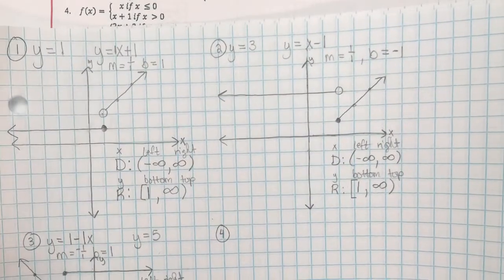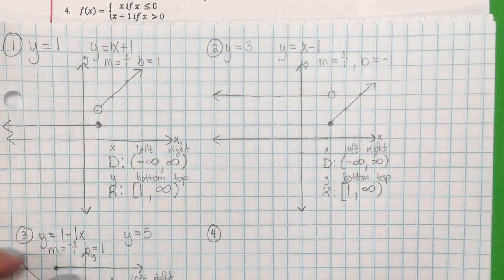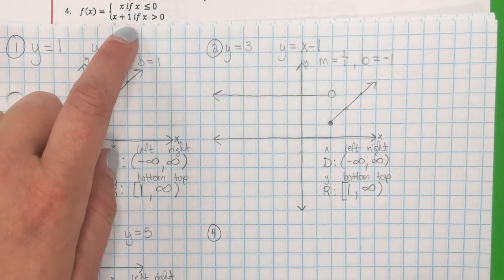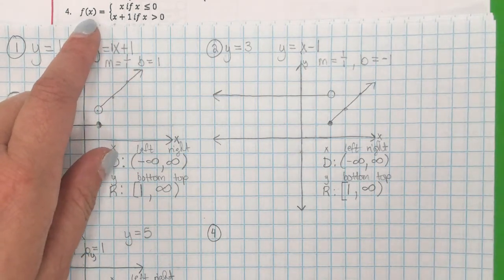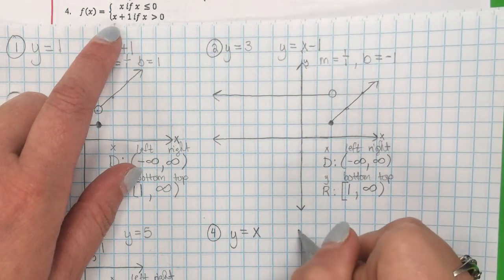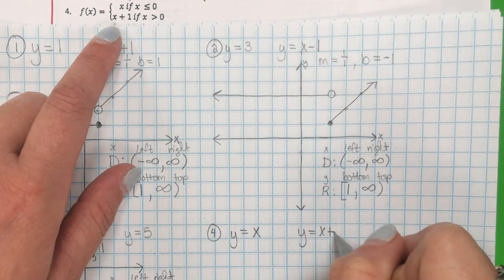Alright, let's look at number 4. Okay, now remember, it really helps to be able to circle these or highlight them or put your paper underneath them so you don't get them confused, okay? So number 4, we have y equals x, and we have y equals x plus 1.